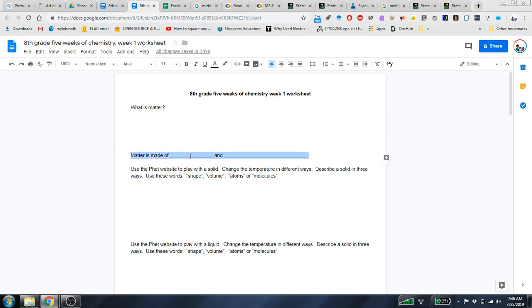Here, matter is made of atoms and molecules. Students are going to need to know that from the teacher or from the textbook, preferably from the teacher, I think, because I don't know that your particular textbook would give a statement like this that is easy to find.